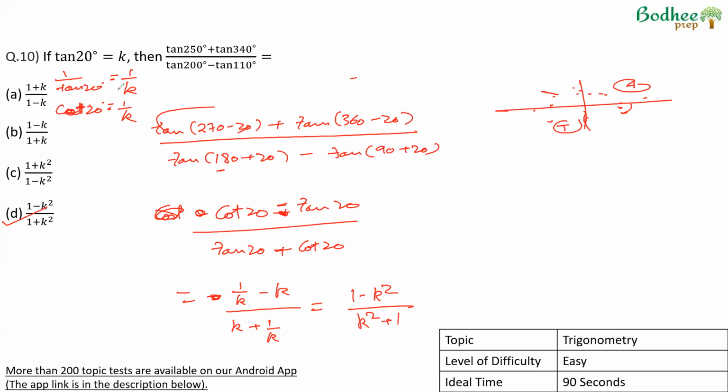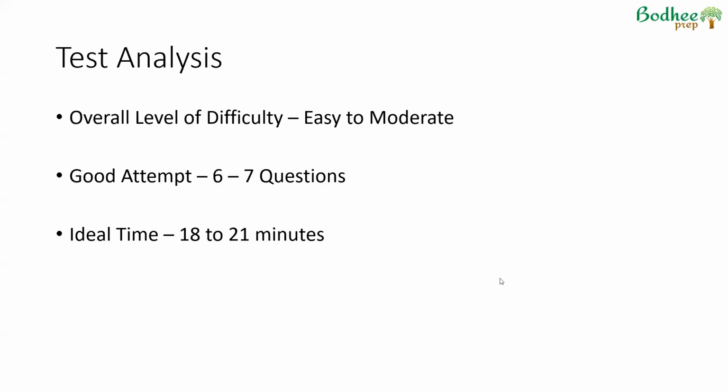Again, it's an easy question, but you have to be very clear with the signs. Otherwise, there is a chance of making a mistake like I had already done. But if everything goes well, this type of question should not take more than a minute and a half to maybe 2 minutes at max. So if you look at the overall test, the paper was moderate, about 20 minutes to solve, and we're trying to attempt about 6 to 7 questions.